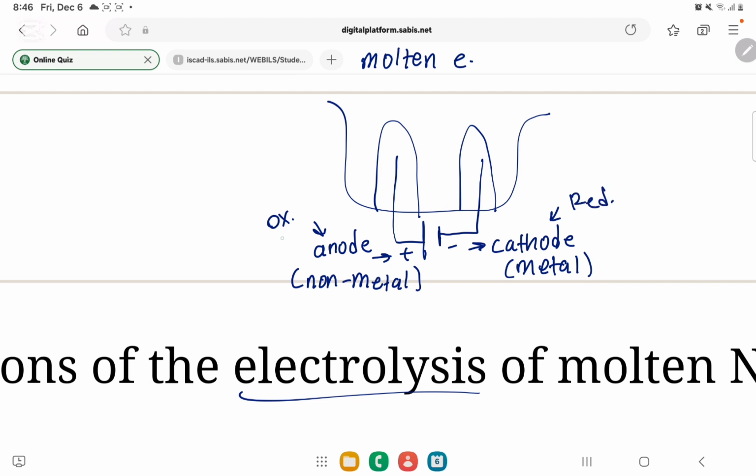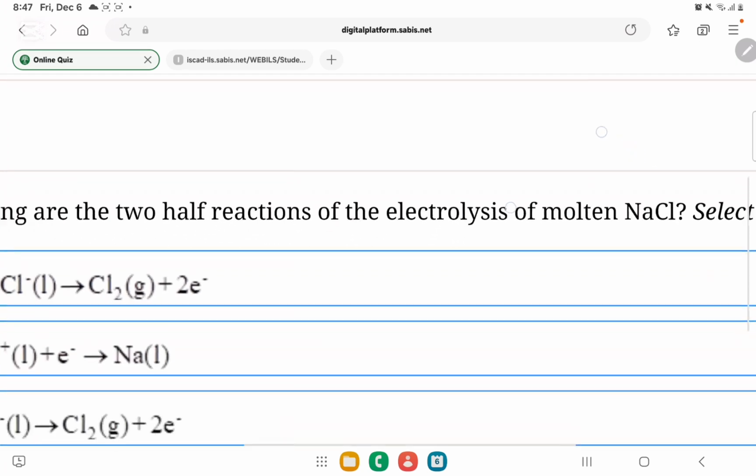Okay? So, if you forgot what that means, oxidation is the loss of electrons, so electrons would be in the products, and reduction is the gain of electrons, so electrons would be in the reactants, okay? So let's check the options.